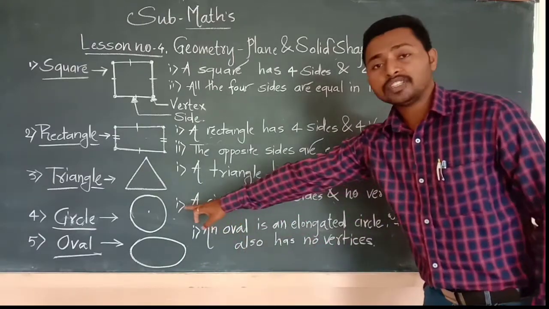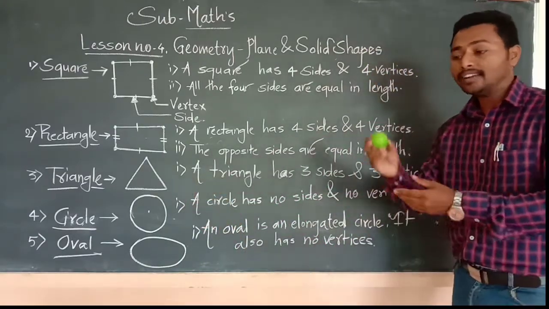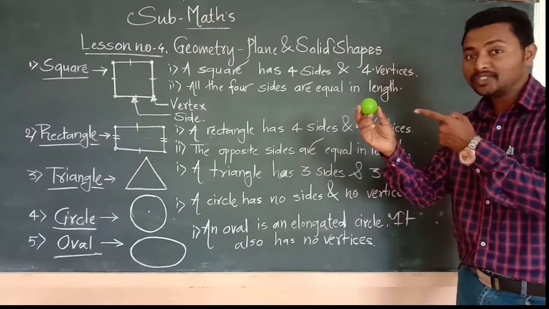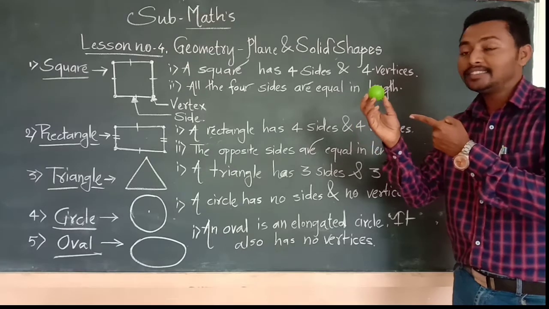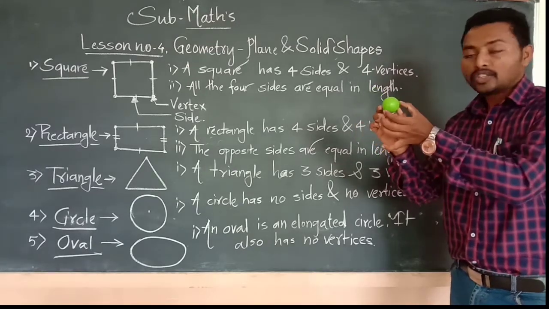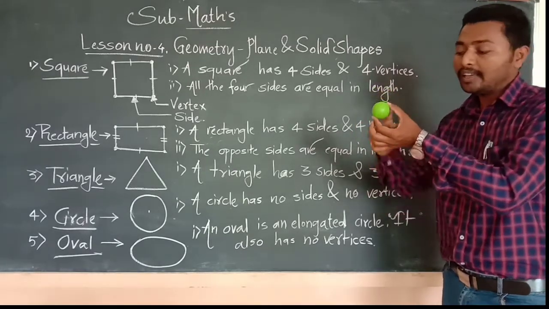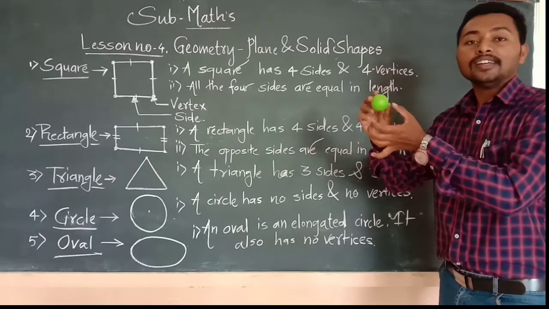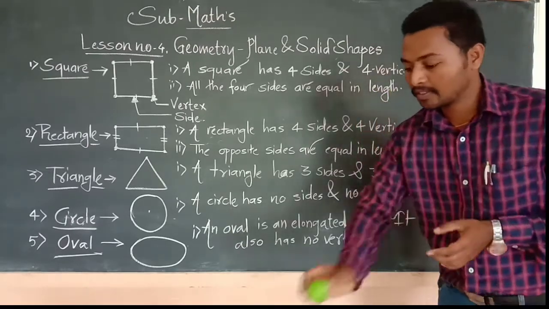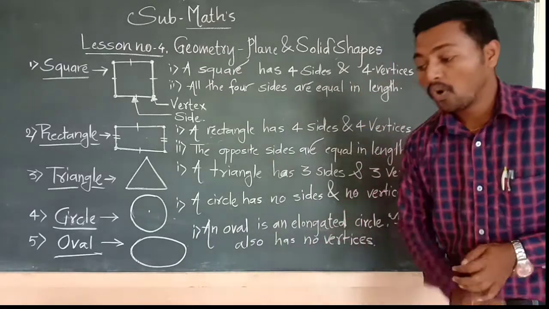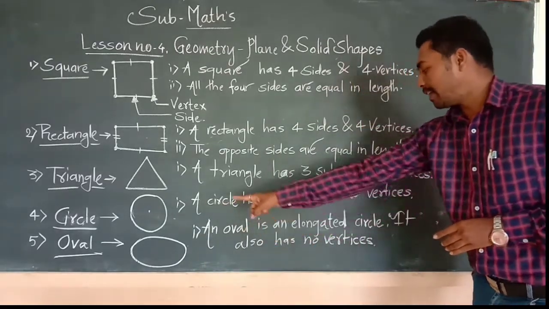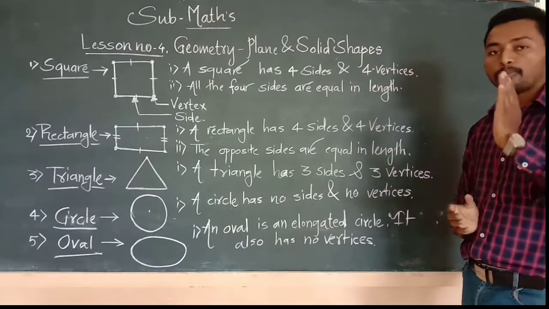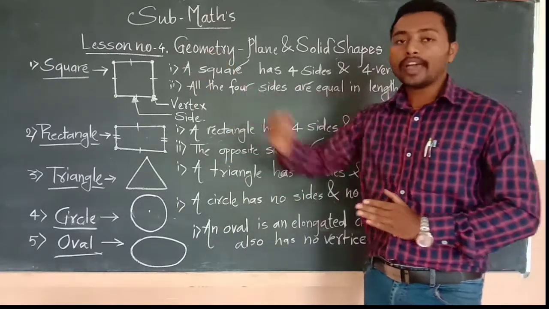So again, next one, circle. So everybody observe this picture of circle, and this object looks like a ball. This is not a circle. This is a sphere. क्योंकि ये 3 dimensional है, it looks like circle, but it is not circle. It is a sphere. Next, oval. That means elliptical and elongated circle. It is called oval.